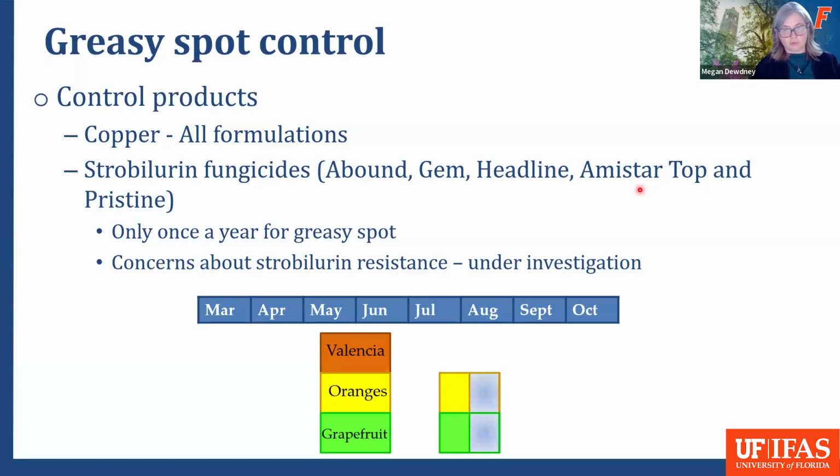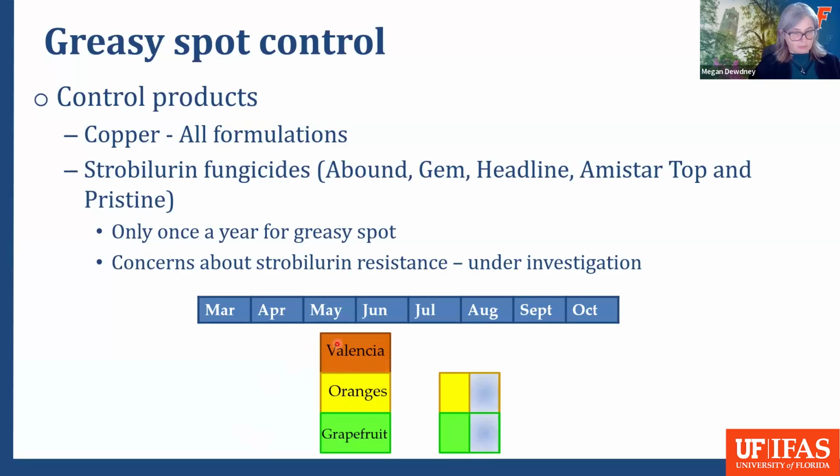Amistar Top is a strobilurin, azoxystrobin mixed with difenoconazole. I certainly would recommend that because it's a mixture. And then Pristine is a strobilurin mixed with an SDHI. So with the strobilurin-containing products, whether they're mixtures or not, I certainly wouldn't put them out more than once a year for greasy spot. We are concerned, as I said, about strobilurin resistance. That is under investigation currently.